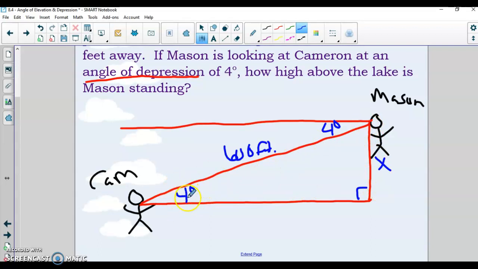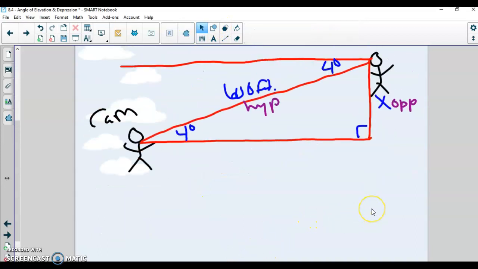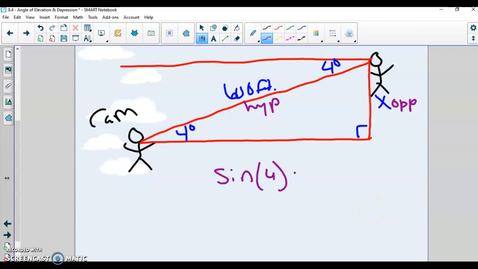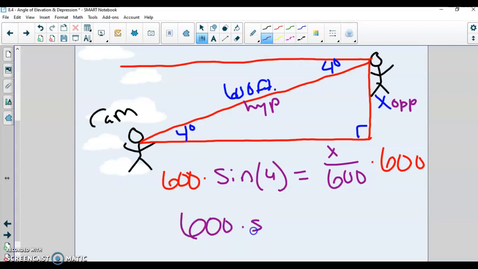Here's my angle of 4 degrees. x is across the triangle from that, so that has to be my opposite. We have 600, which is the hypotenuse. Which trig function uses opposite and hypotenuse? It's going to be sine. So sine of 4 degrees is going to equal opposite over hypotenuse. Multiply both sides by 600, so we get 600 times sine of 4 equals x.